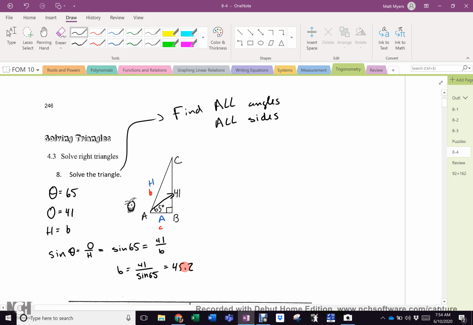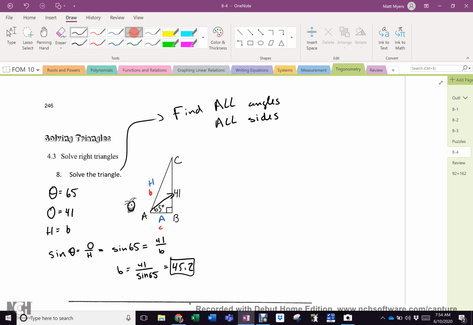And then I think to myself, make sure that makes sense. Okay, well, it's the hypotenuse, so it has to be the longest side. This is not a very big angle, so these two will probably be pretty close. 45, 41, yeah, I'm happy with that. So now I know my hypotenuse. It's right there.